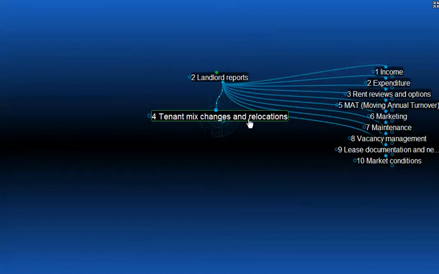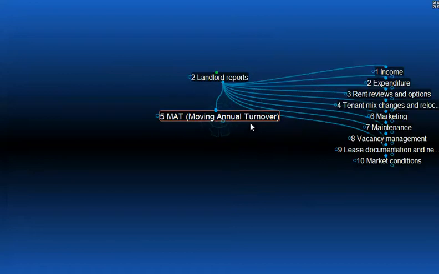Tenant mix changes and relocations. In larger retail properties, it's common to be moving tenants around and changing the clusters of tenants within the mix. That's how you achieve customer interest in the property and improve sales for the tenant categories. The process of change to the tenancy mix should be decided and set in the property business plan before the financial year starts. Number 5.